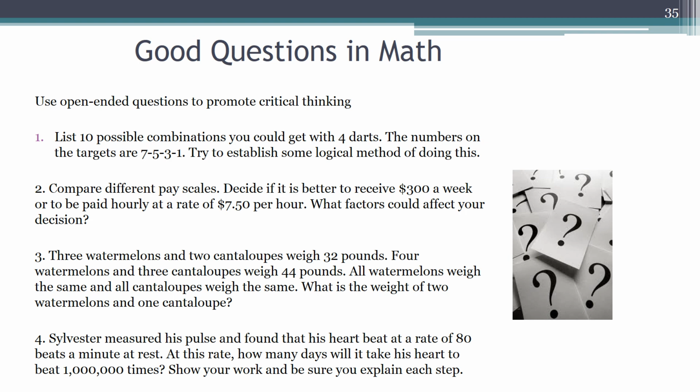And the last one, Sylvester measured his pulse and found that his heart beat at a rate of 80 beats a minute at rest. At this rate, how many days will it take his heart to beat 1,000,000 times? And explain each step. And I would suggest that using questions like this, I would encourage students to look for variables that might impact the answers.